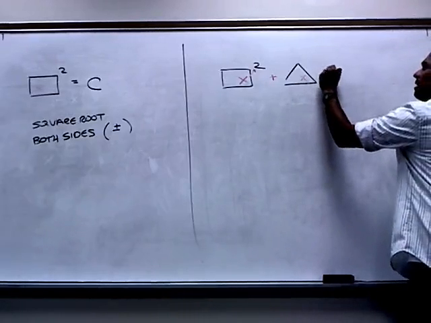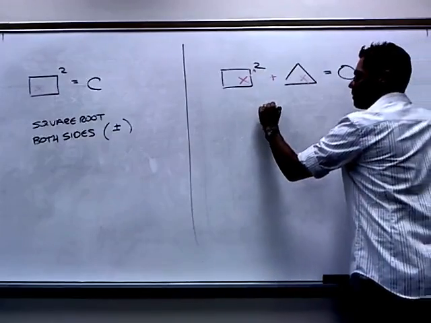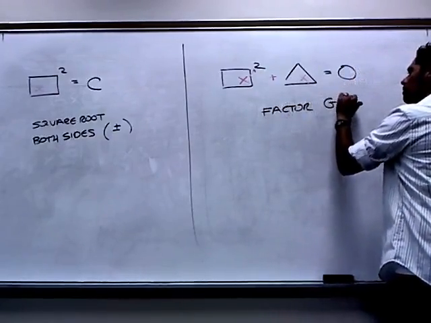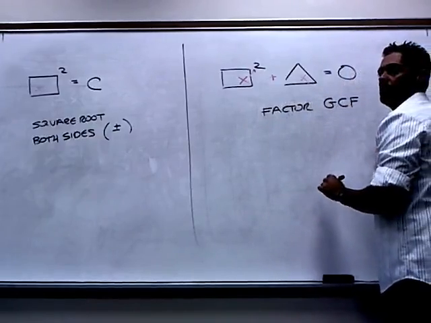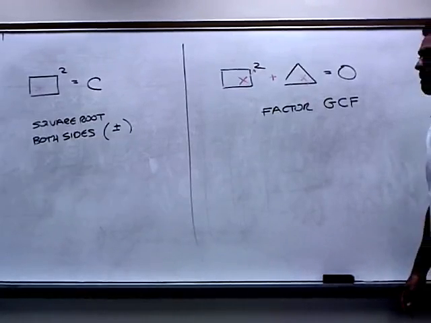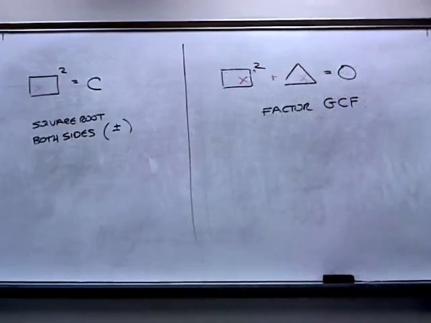Here we had the squared term, but we also had an x term separate. If we could get that equal to 0, how did we do that? How did we solve that? Factor GCF. Right? And then we set each one to 0 and solve. So we have 2 techniques so far. We good? Yes.